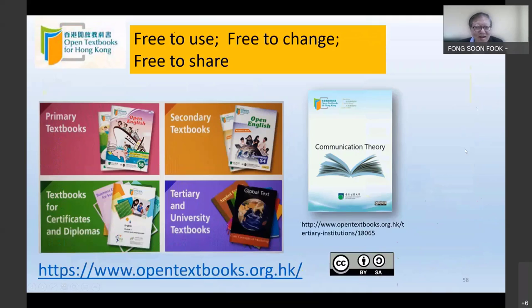Free to use, open textbooks from Hong Kong. Hong Kong is one place. All their books are available free, primary school until university, everything, CC BY-SA. So you just click into this, and then you can explore. Everything is available there.